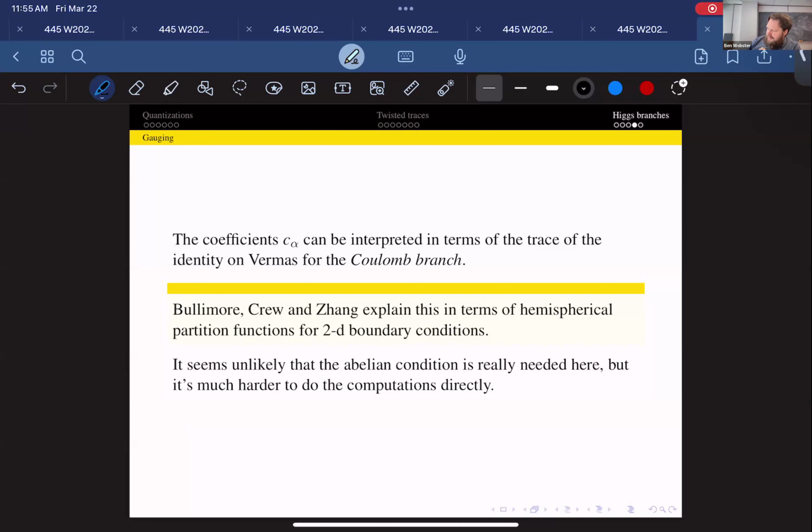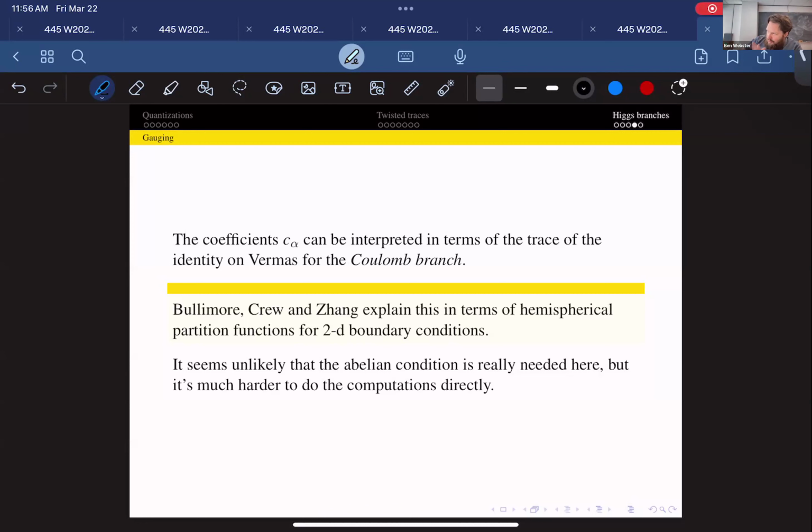Now, if I want a twisted trace, I can't take the usual trace of the representation, but I can take the trace of the action on the representation times a factor, an automorphism of the representation itself, which makes everything work out. And first of all, I skipped over the fact that I'm doing that on the Vermas for the Higgs branch, but you can also do that for the Vermas of the Coulomb branch.